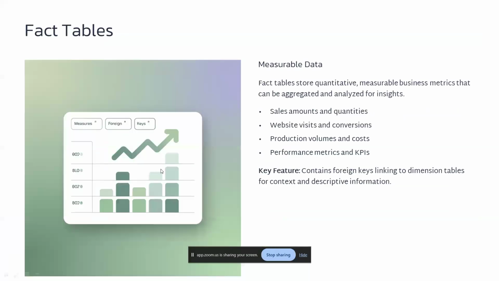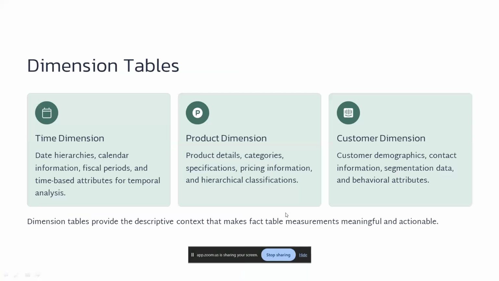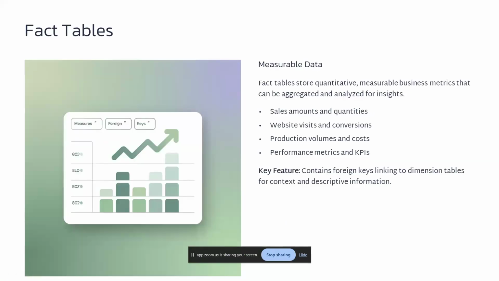As I said, these are the measures. Fact stores quantitative, measurable business metrics that can be aggregated and analyzed for insight: sales amounts, website visits, conversions, production volumes, cost per minute. Key feature, if you find here, it contains the foreign key linking to the dimension table.